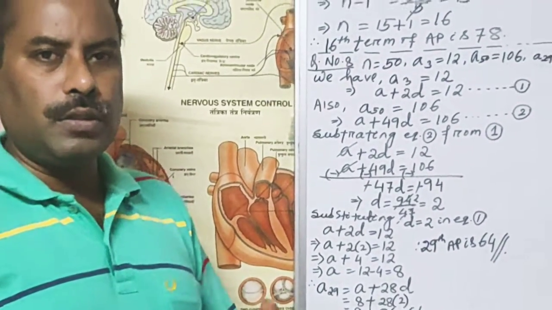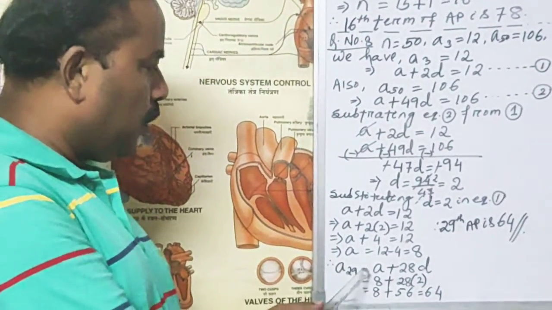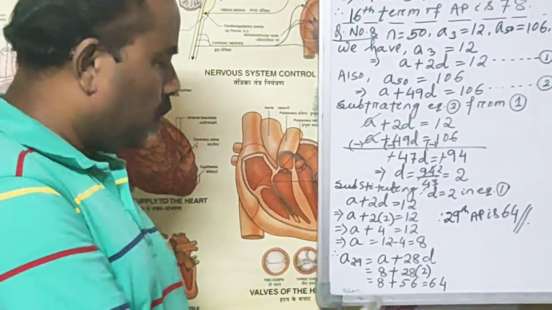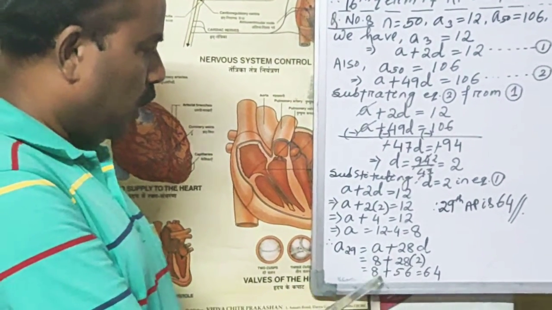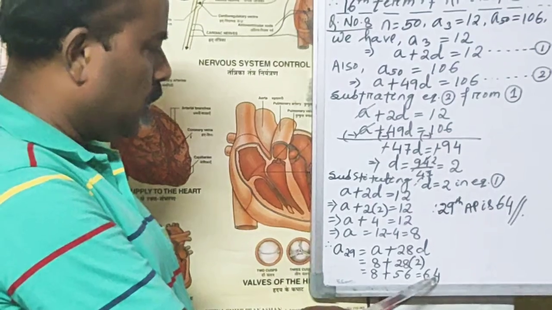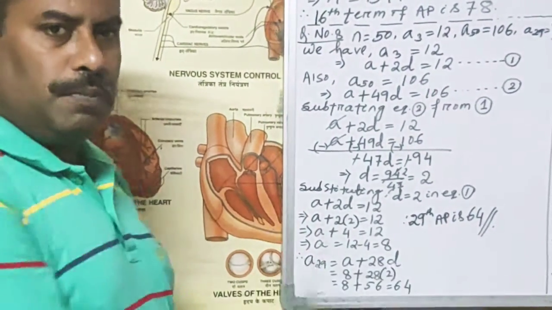Now our target is coming. What is our target? A29. The A29 formula is A plus 28D. So A we have got as 8, plus 28 into D, which we have got as 2. So 8 plus 56 equals 64. So the 29th term of the AP is 64.